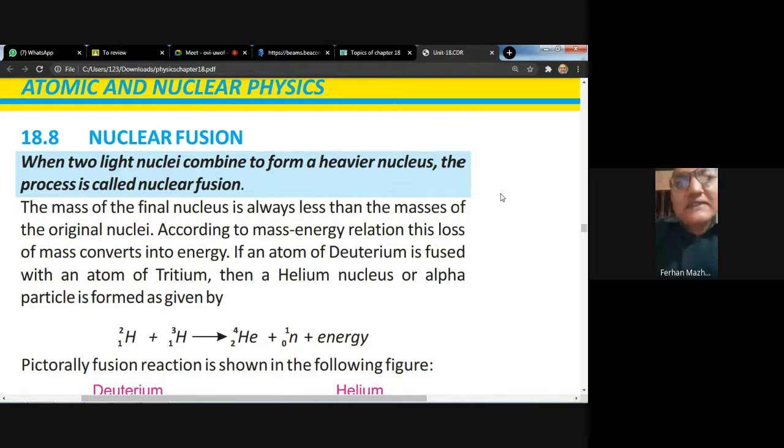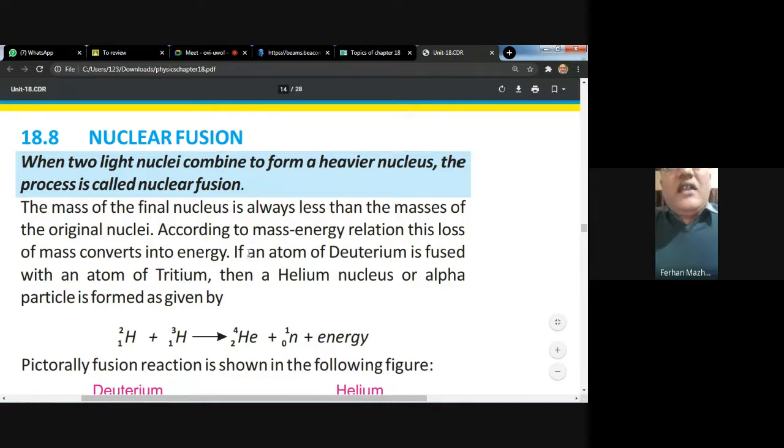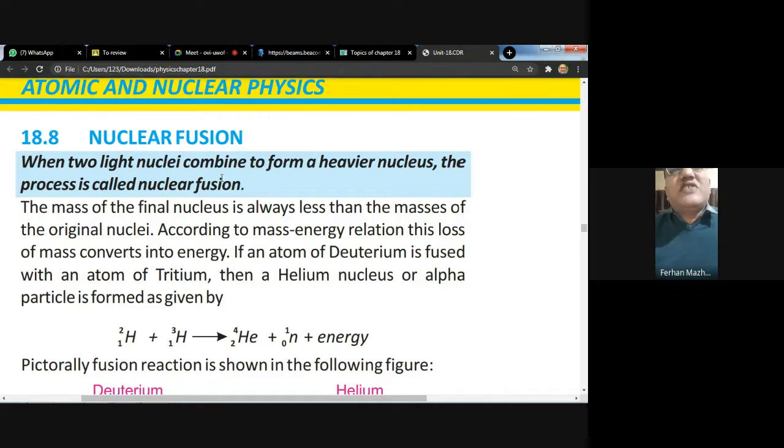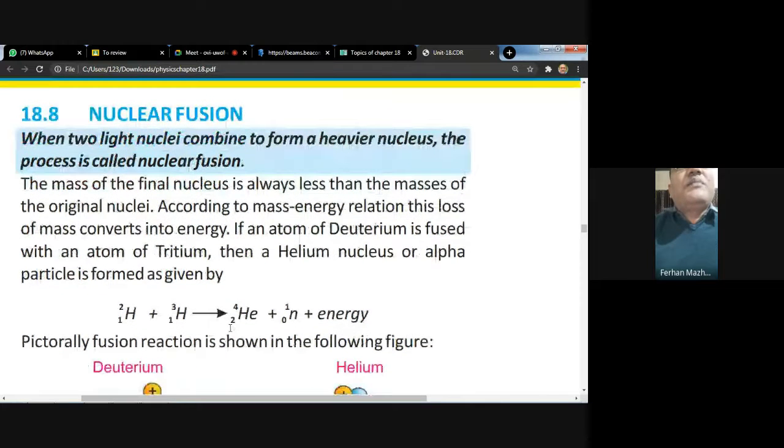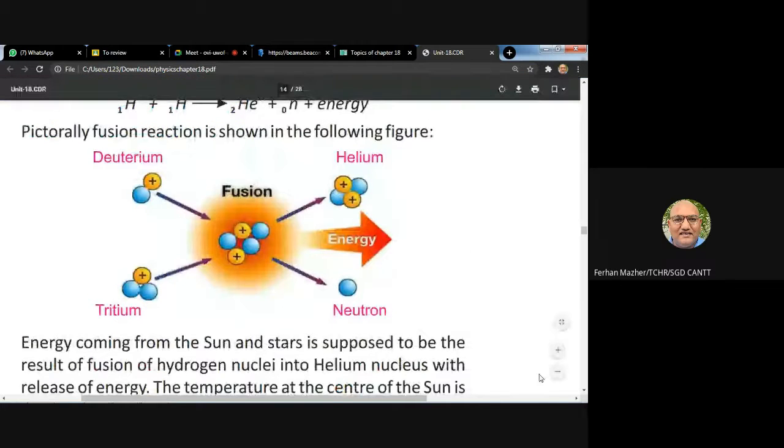And you can give the example also. Just write the definition, and then you can write from here. If an atom of deuterium is fused with an atom of tritium, then a helium nucleus or alpha particle is formed as given. You can give this definition, this example, and you can draw the picture also if you like.